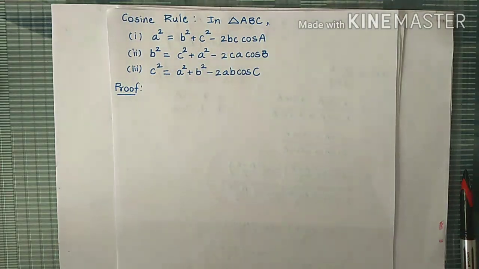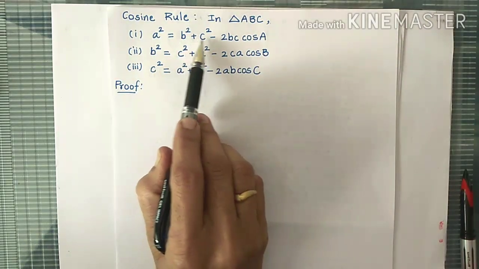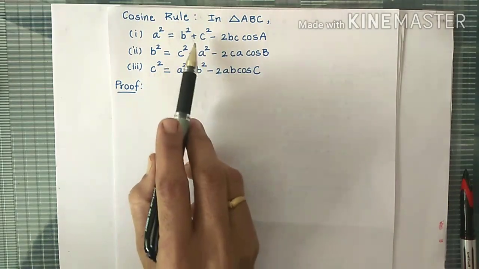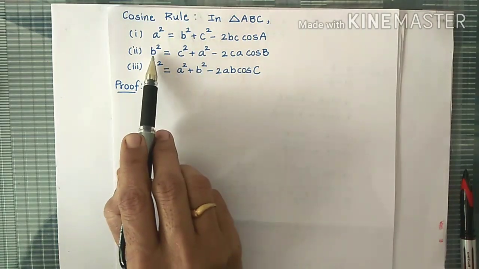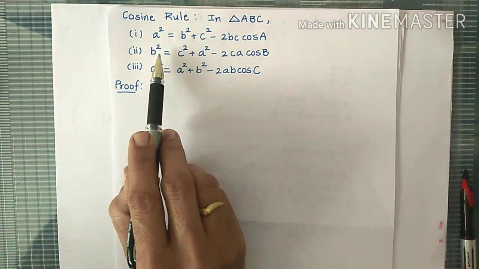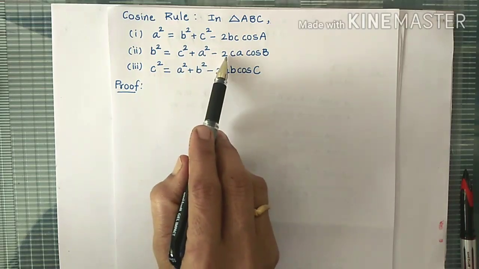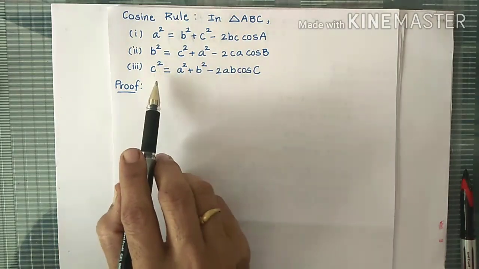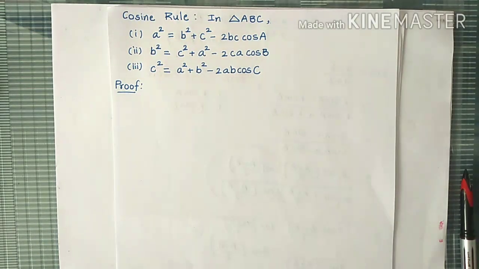cos A. See, whenever it is a square, we have angle A here, and in the right hand side we have b and c only. Small letters b and c are lengths of the sides. So if it is b square, it will be in terms of c and a, and we will be having cos B. So c square plus a square minus 2ca cos B. Similarly, c square is a square plus b square minus 2ab cos C.